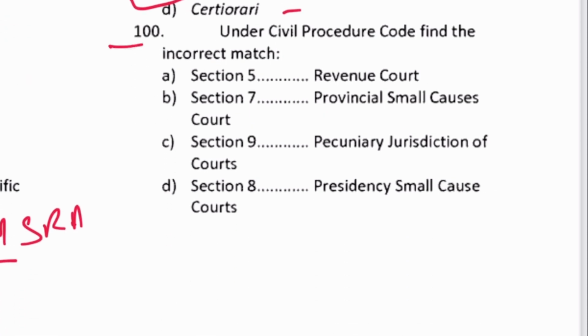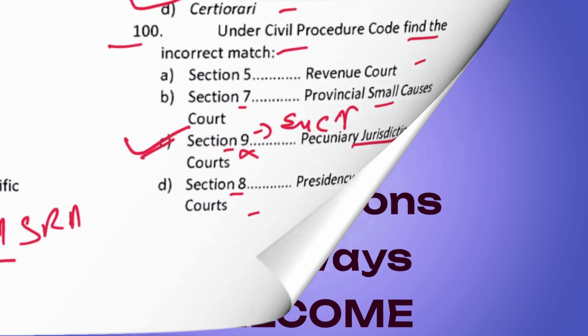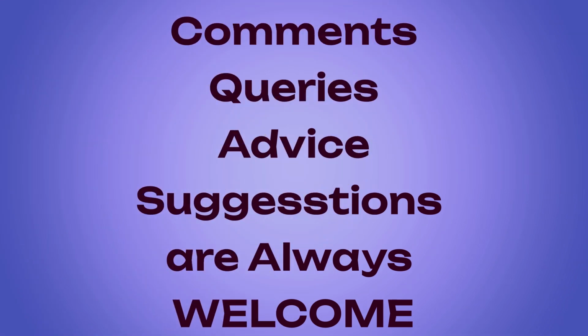Next 100. Under CPC, find the incorrect match. Section 5 is Revenue Court. This is correct. Section 7 is Provincial Small Cause Court. Yes. Section 9, pecuniary jurisdiction of court. No, pecuniary jurisdiction of court is in section 6. Section 9 is suit of civil nature. So this is wrong. Section 8 is presidency small cause courts. So C is the answer. C is wrong. So friends, here we have discussed all the questions of 16th All India Bar Examination, which was held in October 2021.